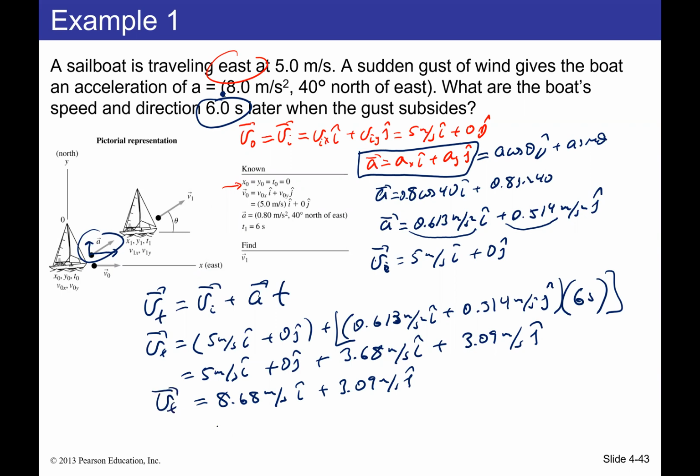And then we learned that if you have a vector with components given, I can calculate the magnitude, which will be the square root of 8.68 squared plus 3.09 squared.